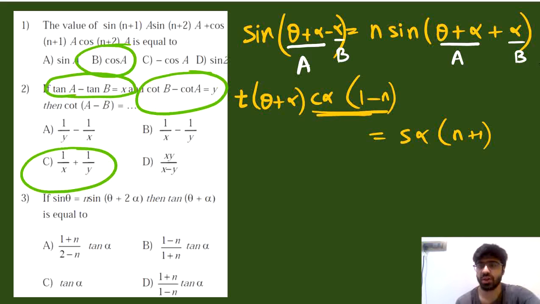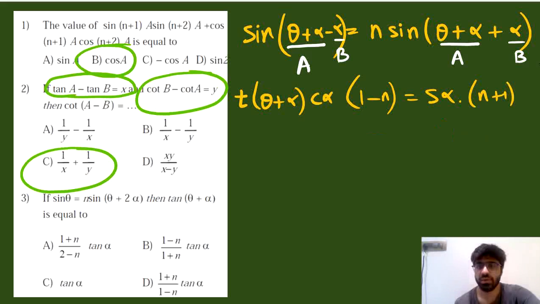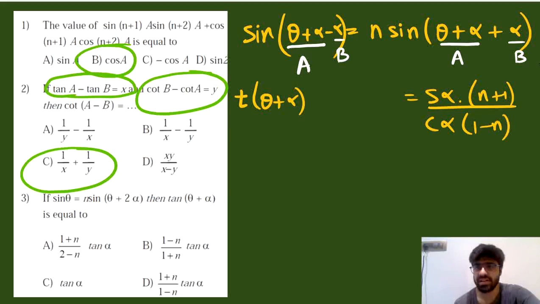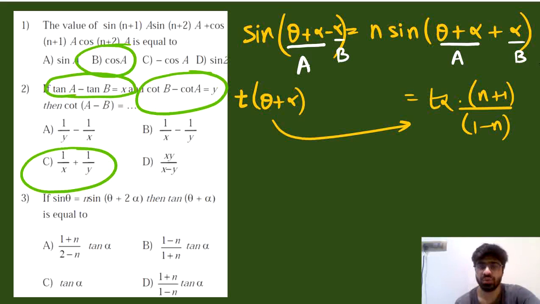Now that cos alpha into 1 minus n, I can take it on the right. On the right I had sin alpha into n plus 1, right? So now I can take that cos alpha into 1 minus n on the right hand side. That would give me upon cos alpha into 1 minus n, and sin alpha upon cos alpha will be tan alpha. So the final answer for tan theta plus alpha is tan of alpha into 1 plus n upon 1 minus n. And that's making option D the right answer for that sum.